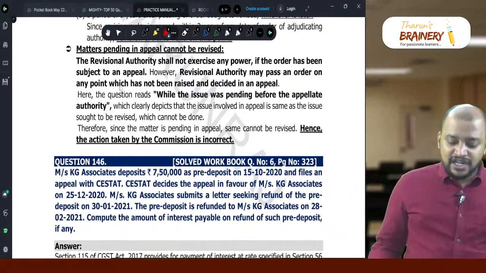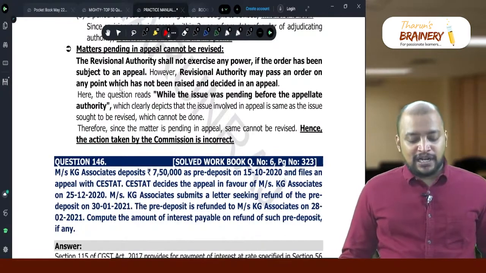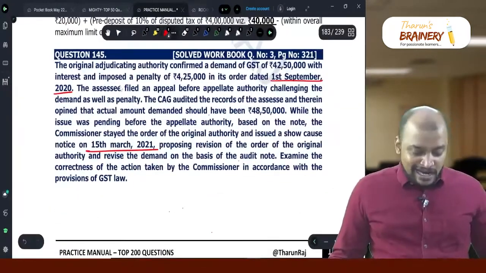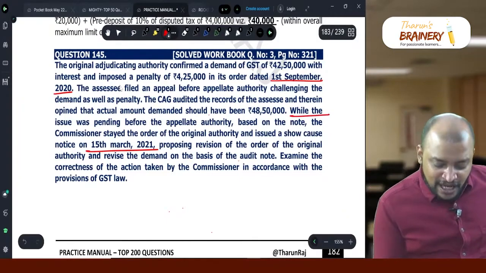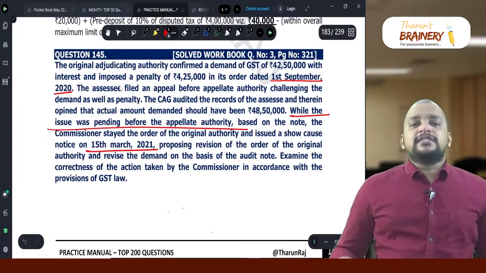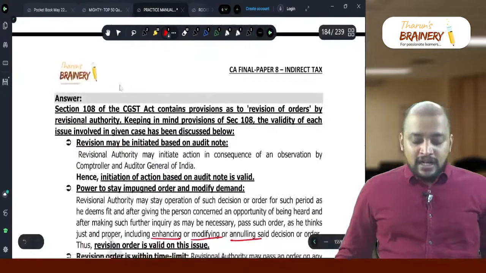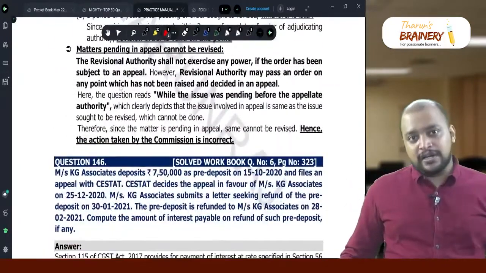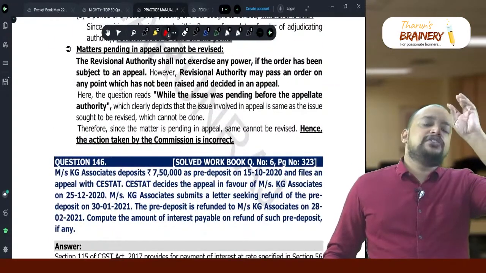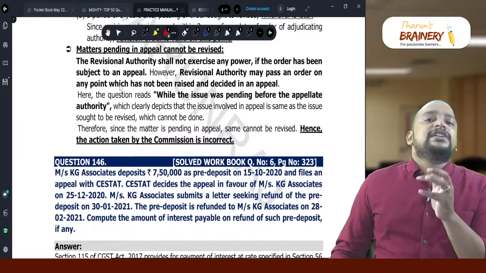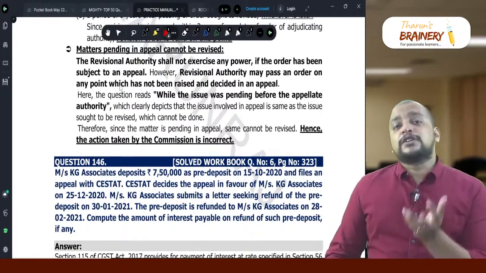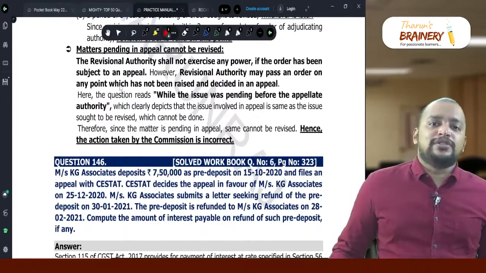Here the question reads, while the issue was pending before the appellate authority, which means they already went for appeal. Now the revisional authority cannot revise the order. So the action of the revisional authority is incorrect in this case. However, if there are a few grounds on which they did not go for appeal, then with respect to those grounds, the revisional authority can do the revision.